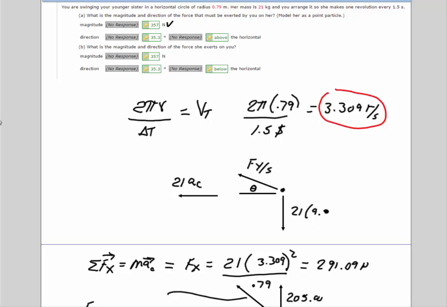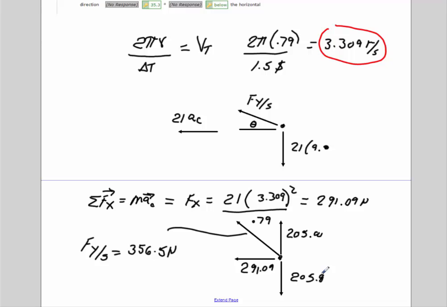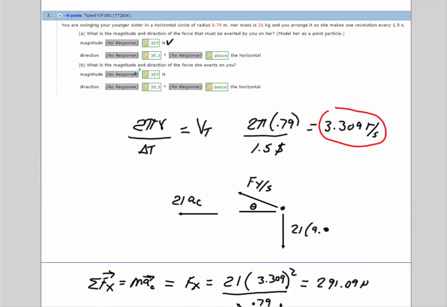Now if you want to find the direction, all you have to do is take the inverse tangent of 205.8 divided by the 291.09, and that will give you the value here. Obviously this just goes back to equal and opposite. What's the magnitude and direction? Obviously the sister is going to be pulling back on you the opposite way, so the angle would be below the horizontal this time, but the magnitude would be the same.